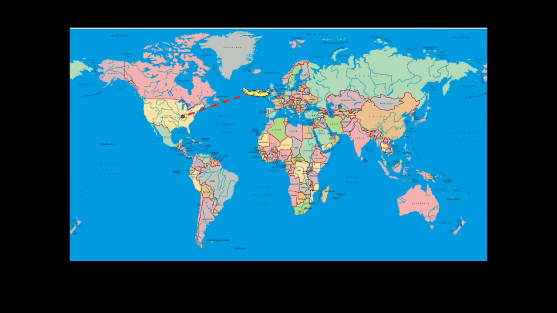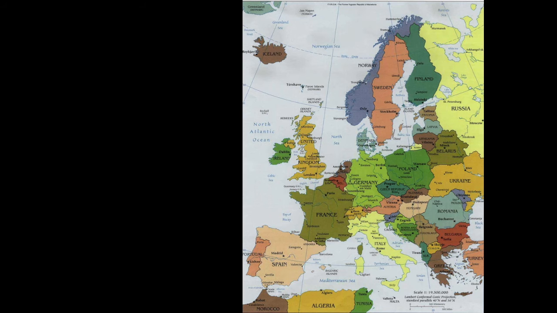Let's go to Europe. Now, Europe is made up of all of these tiny countries, and it's really hard to see when we're looking at a world map. So what if we zoom in? Computer, can you zoom in for me? There we go.